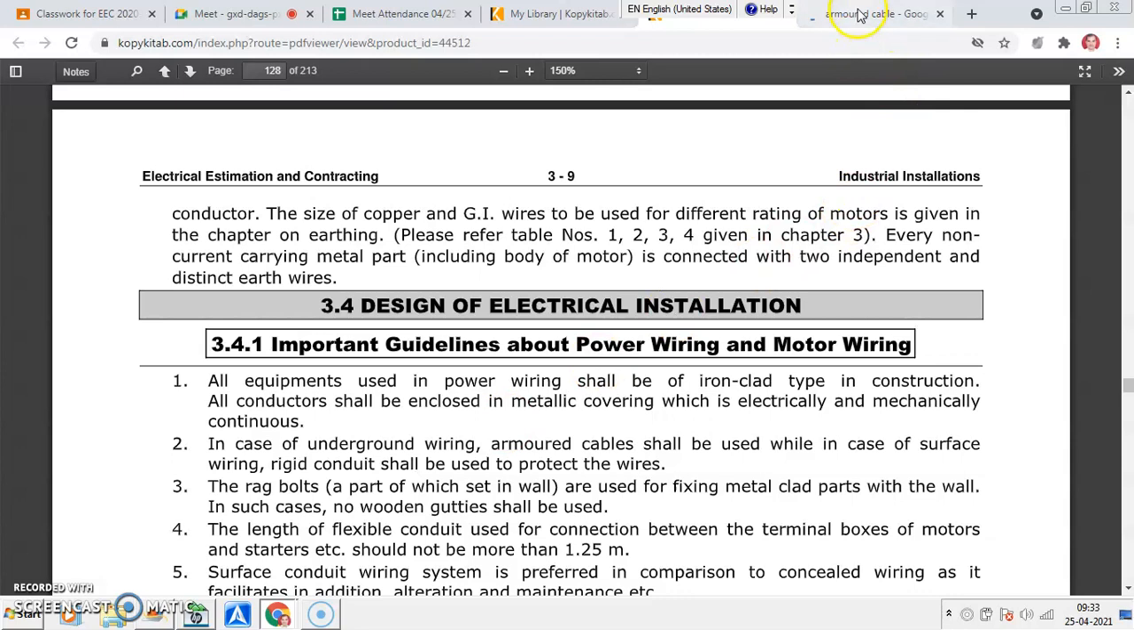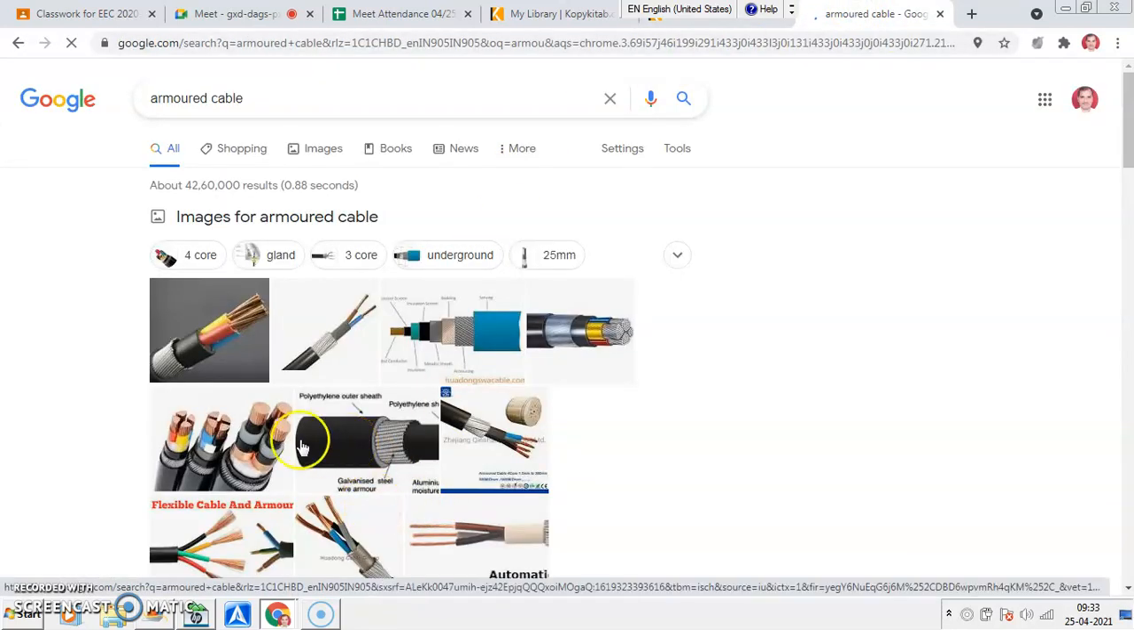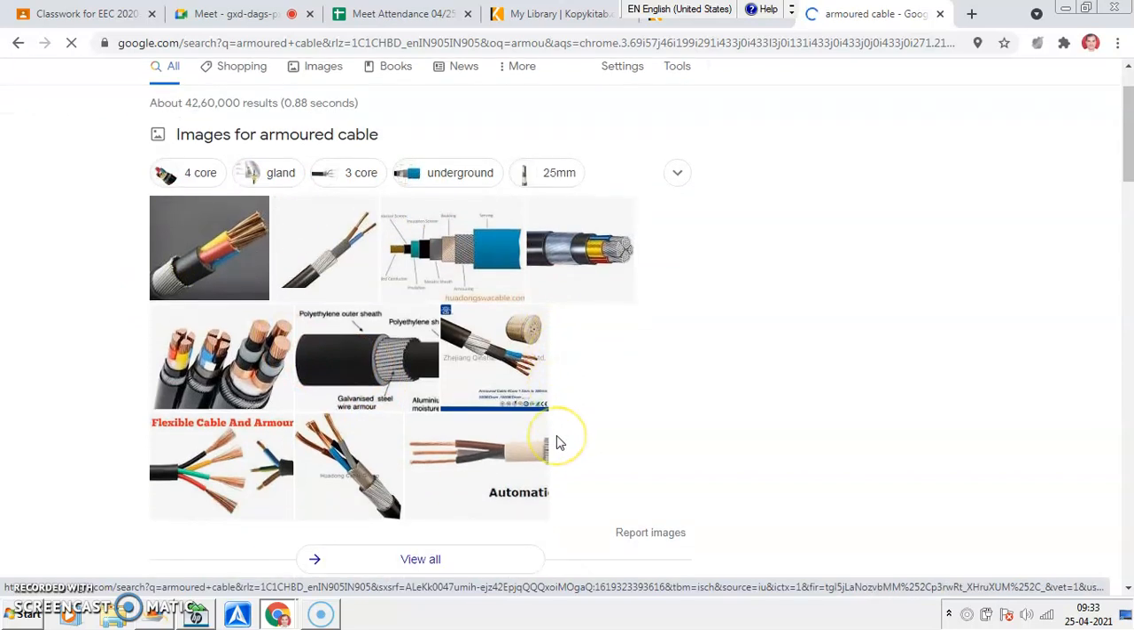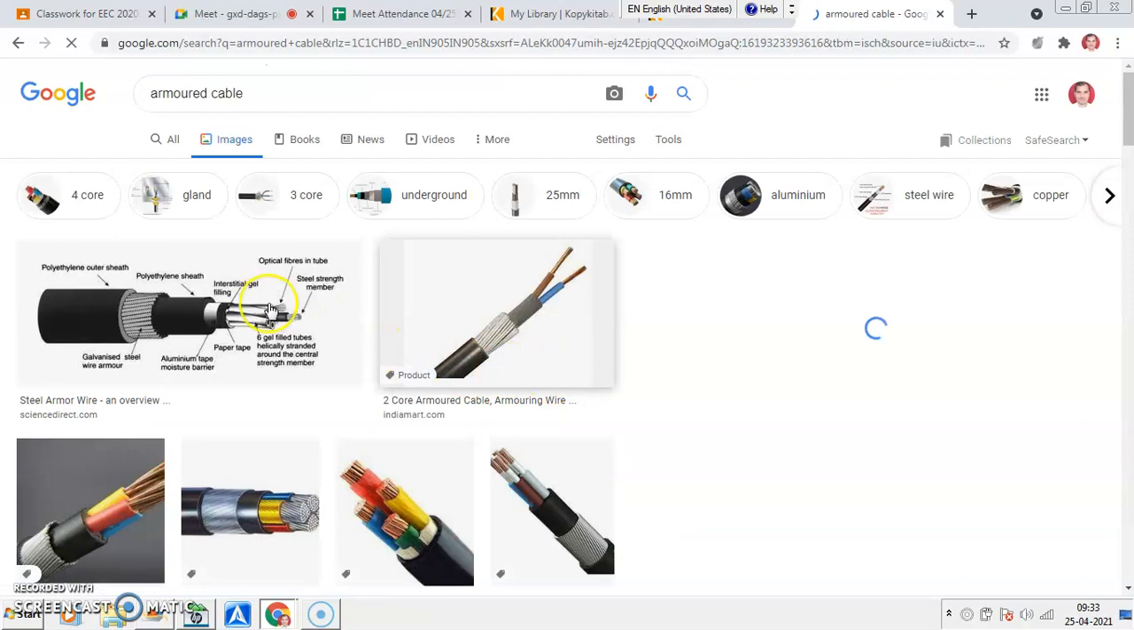Cable मध्ये armored cable. You have the construction of cable, these are the images of armored cable. Have you observed this? दिसतंय काय? So armoring, this is armoring. So what are you having?